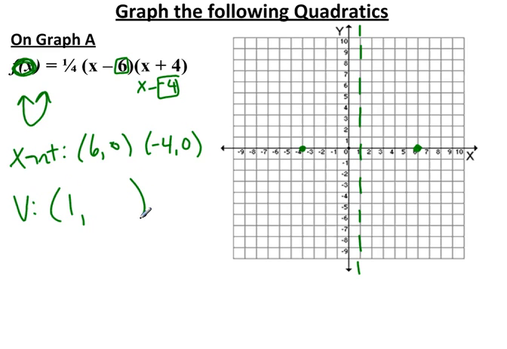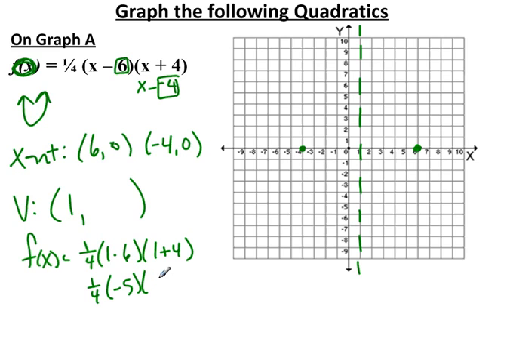Well, if I know it's at 1, just like what we did in standard form, once I find the x, I can substitute it back in to find the y. So this could be 1/4 times 1 minus 6 times 1 plus 4. So this could be negative 5 times 5, and this could be 1/4 of a negative 25, which is negative 25 over 4. If you don't have a calculator, the easier way to look at this is probably to change this to a mixed number. That might make it a little easier. So this would be negative 6 and 1/4. So I'm going to go to 1 and negative 1, 2, 3, 4, 5, 6 and a quarter. That's where my vertex is.